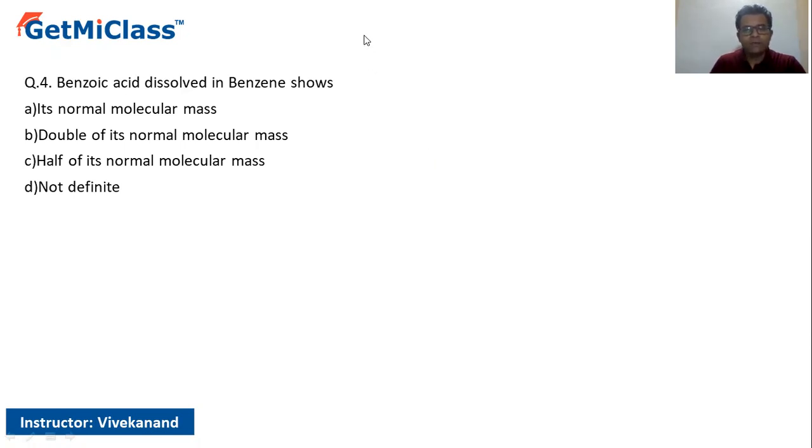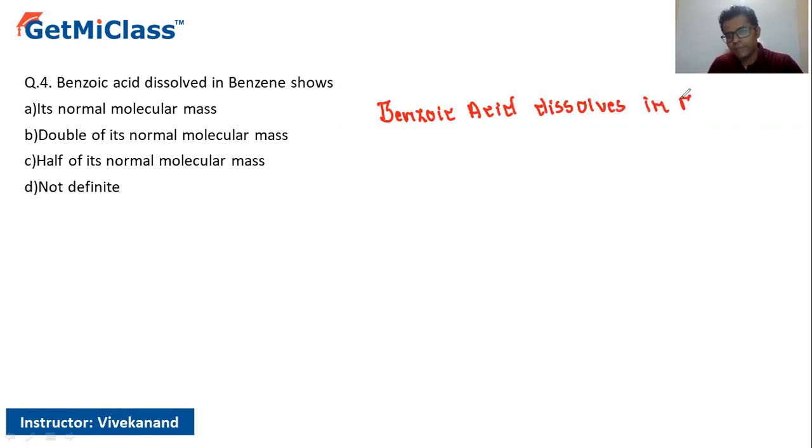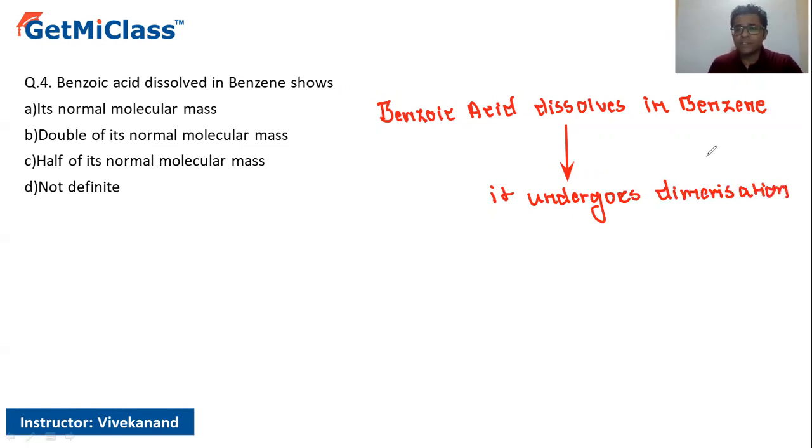Well, when we observe over here that we have benzoic acid dissolved in benzene, right? So whenever benzoic acid dissolves in benzene, it actually undergoes a process of dimerization. That means it dimerizes, it doubles itself. So therefore, it undergoes dimerization, right? Now, once it undergoes dimerization, that means its molecular mass usually doubles.